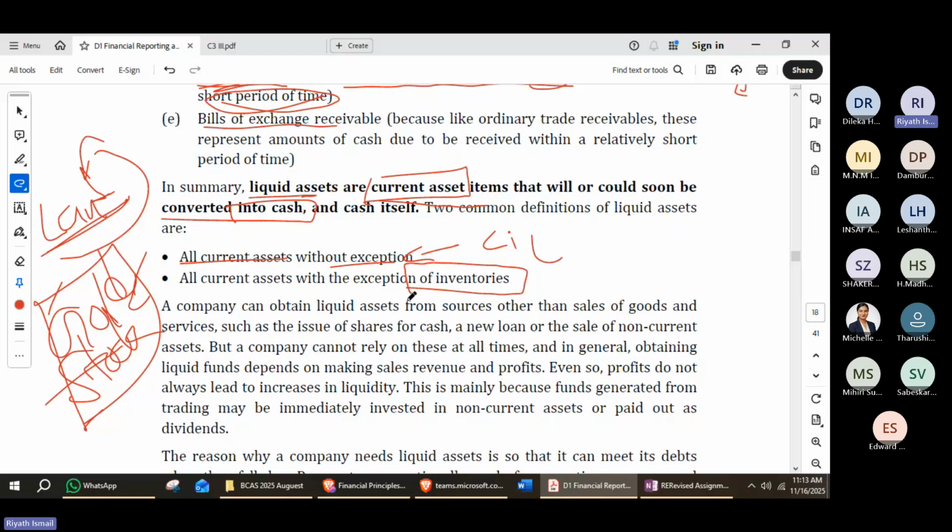So many professionals, when calculating liquid assets, may exclude inventories. That is, current assets minus inventories. There are two approaches: this is one approach, and the other is the second approach.